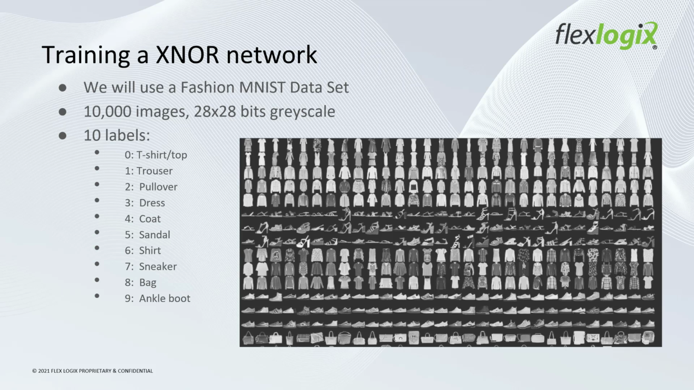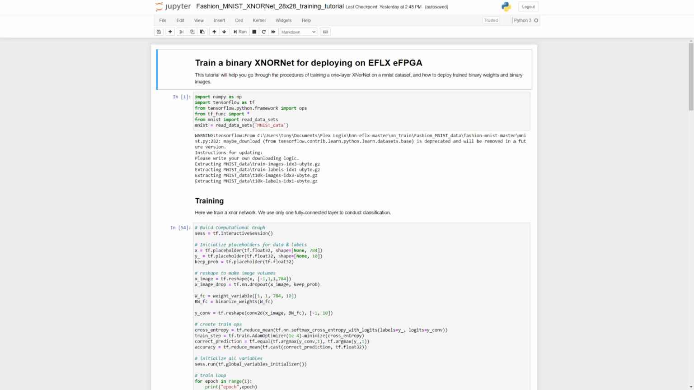You can see the image representation of each of these categories on the right. We will now train our XNOR network using Jupyter Notebook. Jupyter Notebook allows us to interactively run Python scripts. So first, we will import all the TensorFlow dependencies and read the MNIST dataset.